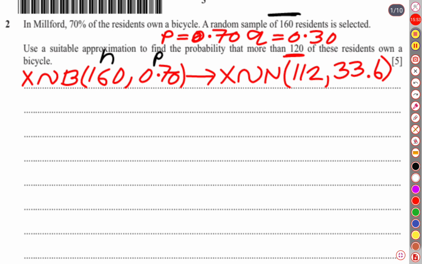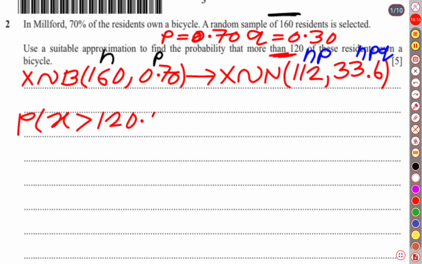Let me write here np and npq. Yes, so we have written the parameters of the normal distribution. Now we are going to find the probability of x more than 120. So x greater than 120.5.